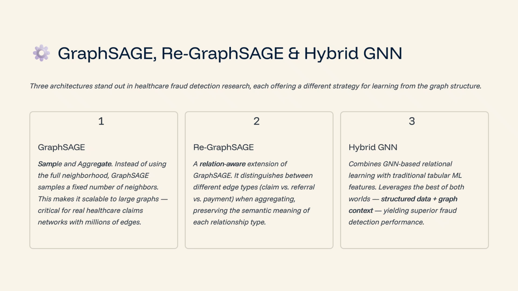The second is Re-GraphSAGE, a relation-aware extension. It goes further by distinguishing between different types of edges when aggregating. An insurance claim edge carries different information than a referral edge or a payment edge.